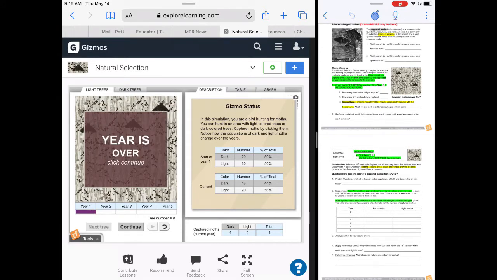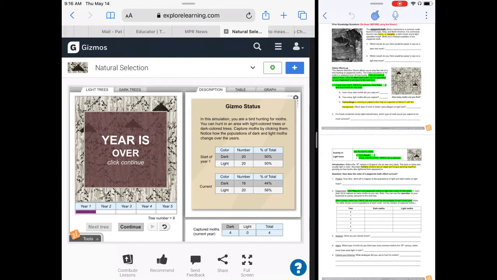Okay, so that shows you 1 year being done. Now, if you look on the gizmo, at this chart over here, it shows you that I captured 4 moths that were dark colored, and I caught 0 that were light colored. You do not need to write this information down in a chart. This is the only time you're going to need to write it down.